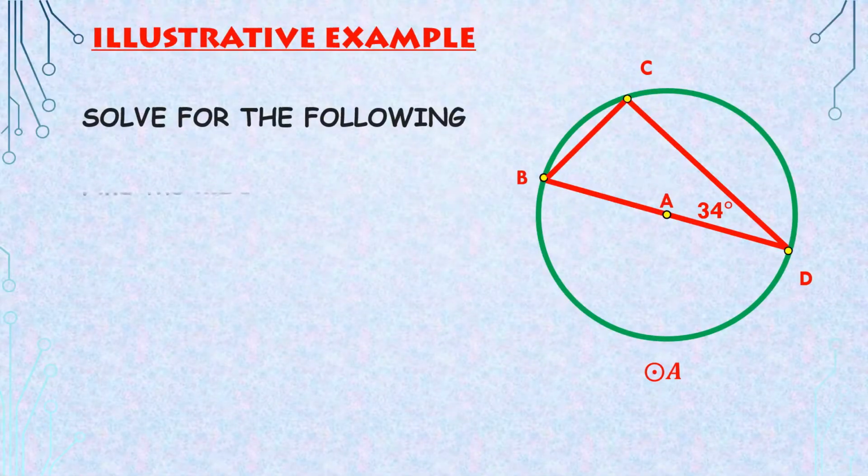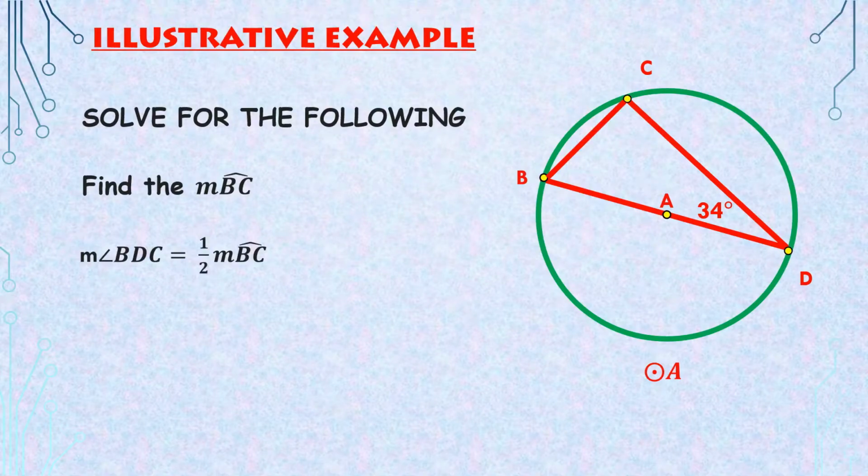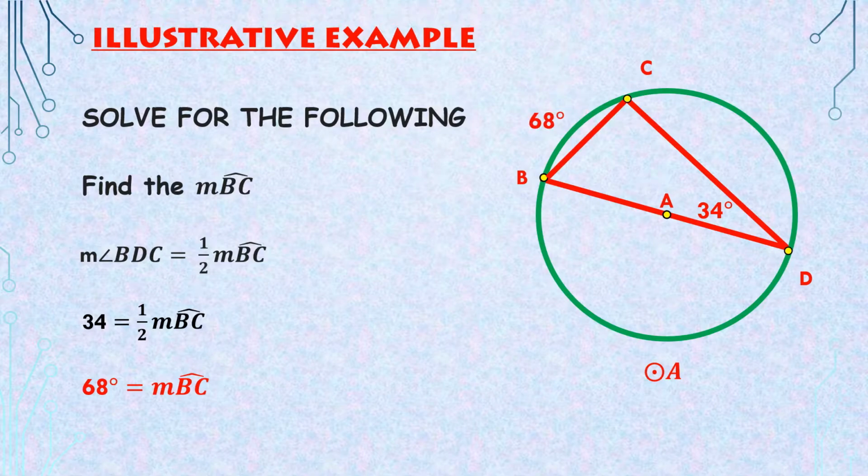So now let's try this figure. In our figure, find the measure of arc BC. Since arc BC is the intercepted arc of angle BDC, we can say that the measure of angle BDC is equal to 1/2 of the measure of arc BC. Since angle BDC is equal to 34 degrees, we can replace it with 34, which is equal to 1/2 of the measure of arc BC. By multiplying both sides by 2, you will have the measure of arc BC equal to 68 degrees. Then we can now put the 68 degrees on our figure.